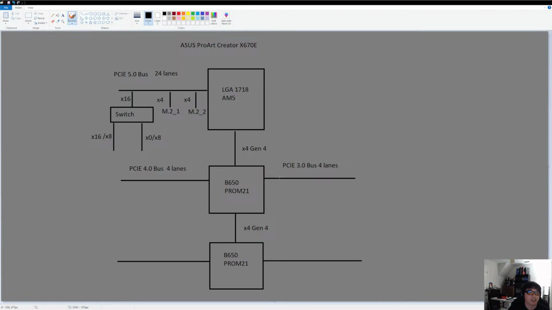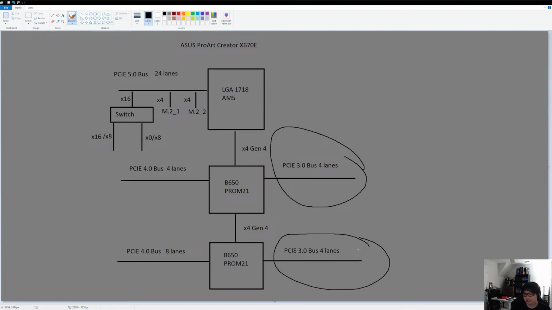So what I was saying was every chipset has both a 4.0 bus and a 3.0 bus. Now, in the case of the first one, the primary chipset, because this is the primary and this one's the secondary, the primary chipset will have 4 lanes on its 4.0 bus and 4 lanes on its 3.0 bus. Now, for the secondary chipset, it has a 4.0 bus, but it has 8 lanes available. And then over here, on the 3.0 bus, it has 4 lanes available. So the 3.0 bus for each B650 chipset is always going to have 4 lanes. They're always going to be the same count.